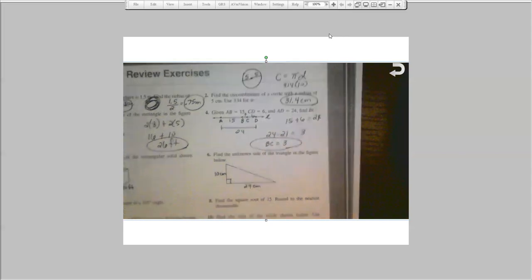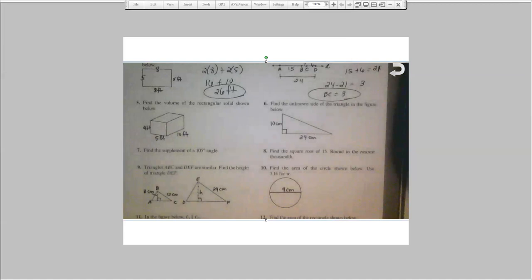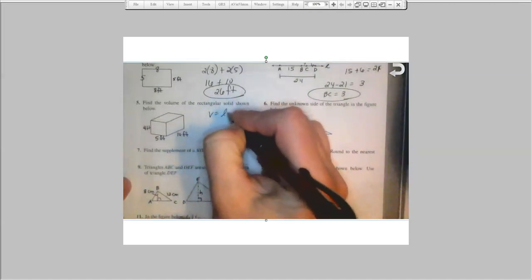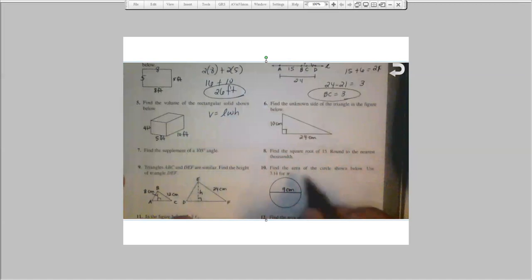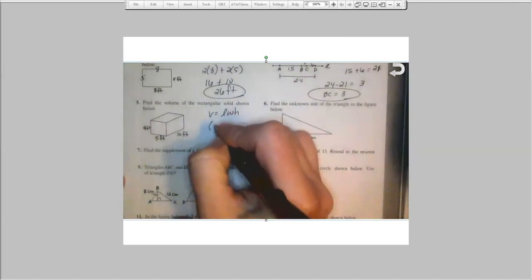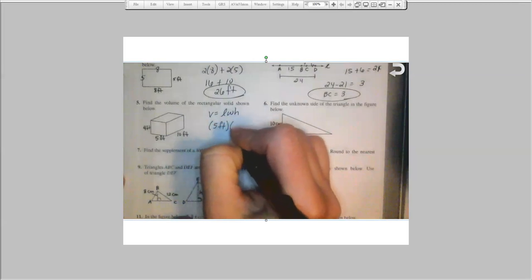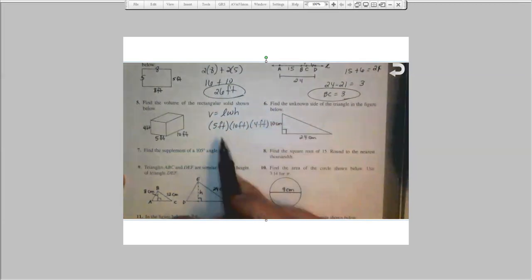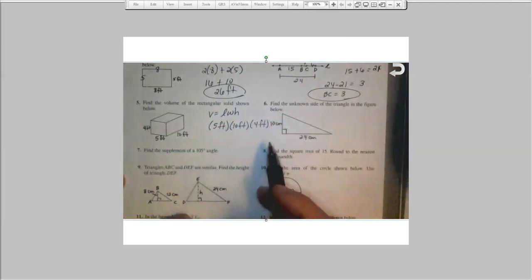Next problem. We've got a rectangular prism, and we're asked to find the volume of this rectangular solid. So the formula for finding the volume of a rectangular solid is length times width times height. So that's what we're given, is length, width, and height. So we're going to just take those numbers and multiply those together. Because multiplication is commutative, it really doesn't matter the order that you multiply those in.